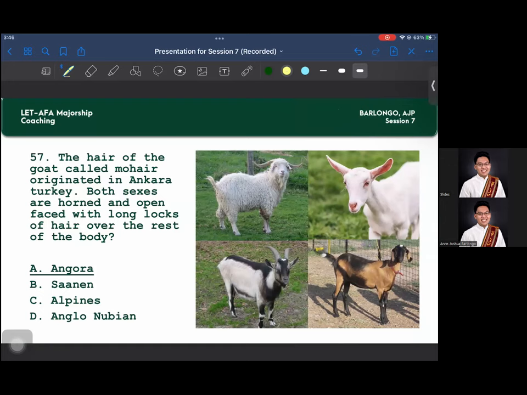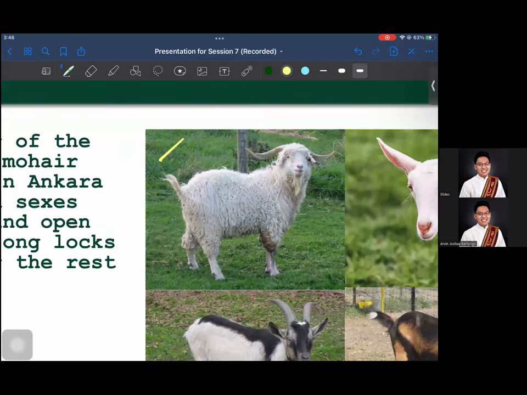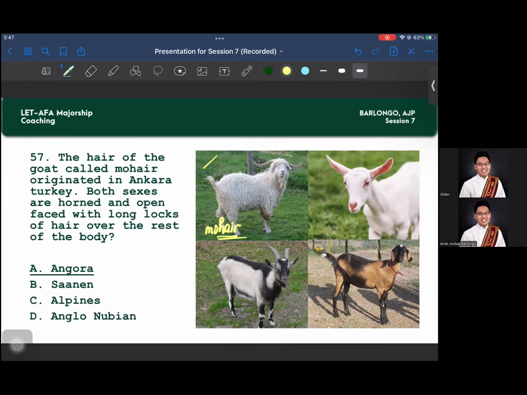So here are the different photos of the breeds that were mentioned here in this item. So this one is Angora. So ayan yung kanyang characteristic. Tandaan nyo siya, tandaan nyo yung itsura niya. That is also called mohair. So marami siyang hair. So this one is Saanen. So it's white. Tas medyo payat yung facial structure. And merong long ears.